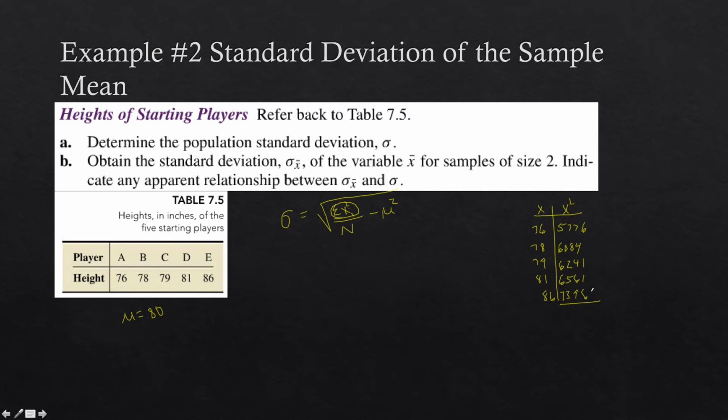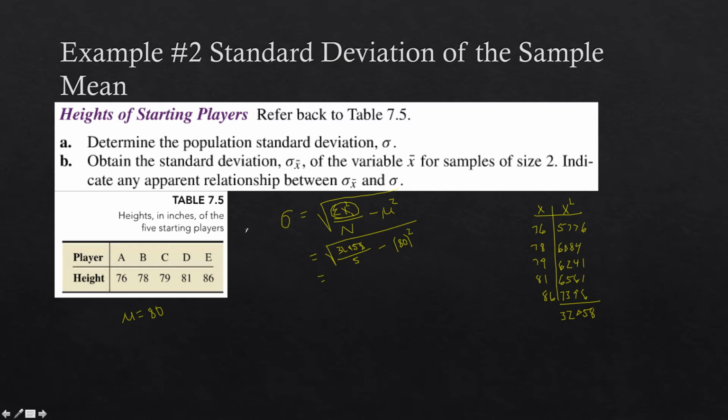So we're going to get 5776 plus 6084 plus 6241 plus 6561 plus 7396, and you should get 32,058. So that's 32,058 divided by 5 minus the population mean squared.